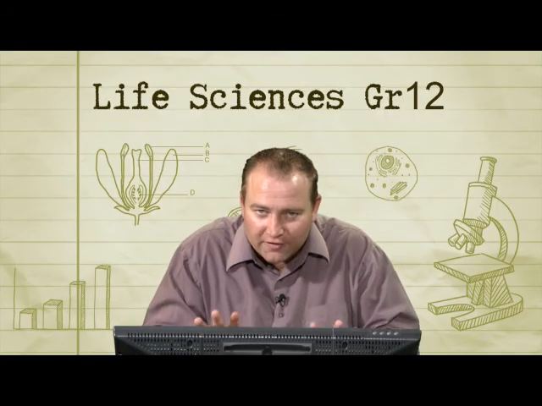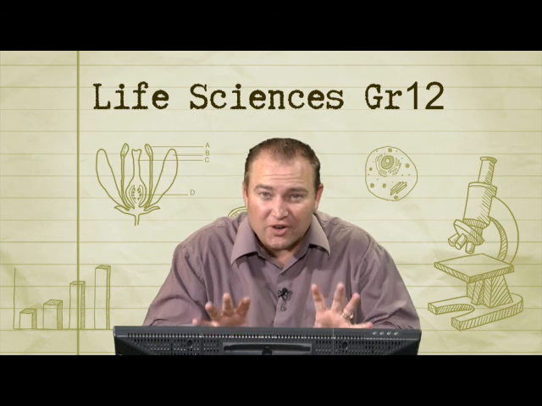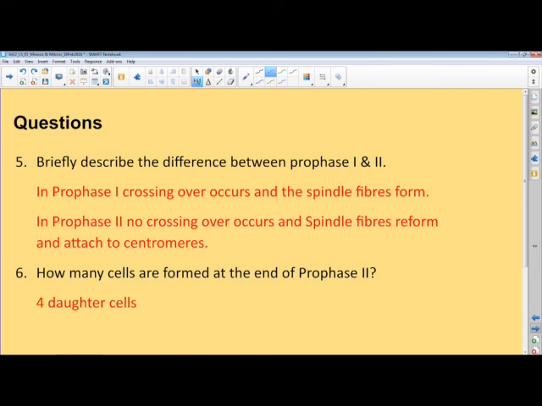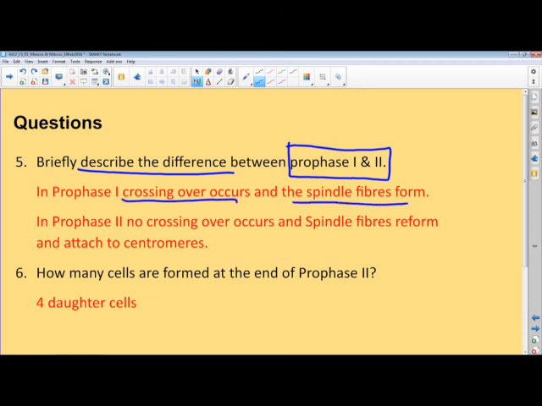Okay, so you have looked at these questions and you have given a lot of thought to them, right? Let's see what we can get out of them. First thing, if we get a bit of pink going there again. Now, you know what? Let's go blue. We had pink in the last one. Here we go. Briefly describe the difference between prophase 1 and prophase 2. In prophase 1, crossing over occurs and the spindle fibers form. In prophase 2, no crossing over occurs and spindle fibers reform and attach to the centrosomes.